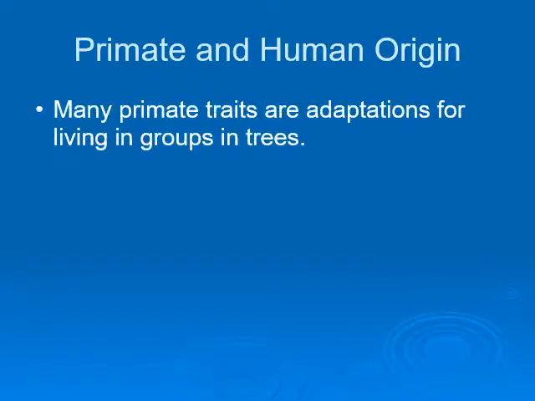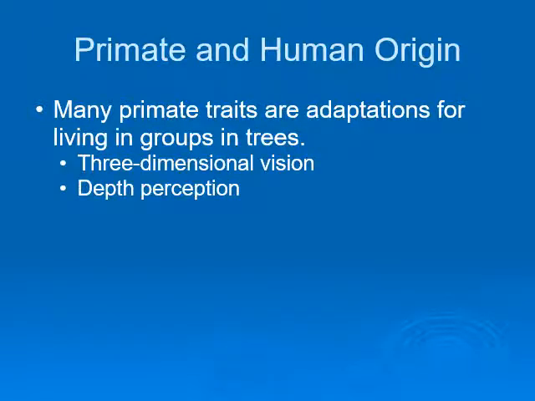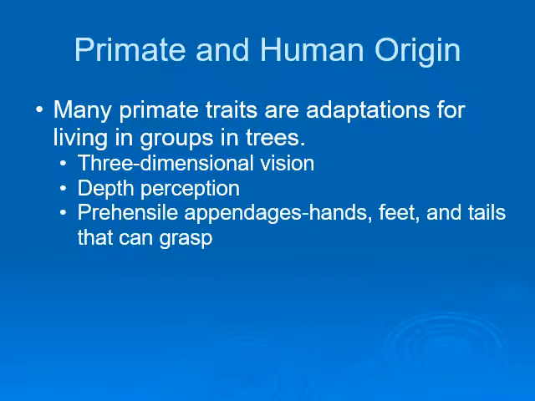So we'll wrap up by talking a little bit about primates and how humans come into play with this. Many primate traits are adaptations for living in groups in trees. That's something we've talked about. Many primates have grasping hands and tails and rotating shoulder blades to help them move through trees. They have really good three-dimensional vision, so they can tell the depths of the branches all around them, so they can accurately move through the trees. So that goes into the depth perception too, to show how close or far away certain branches are.